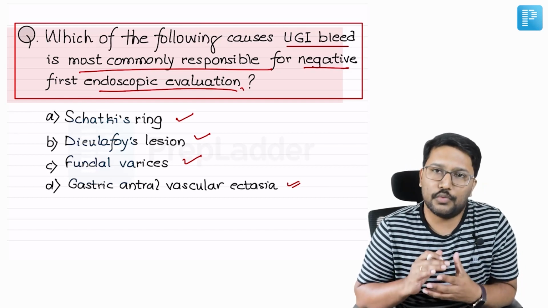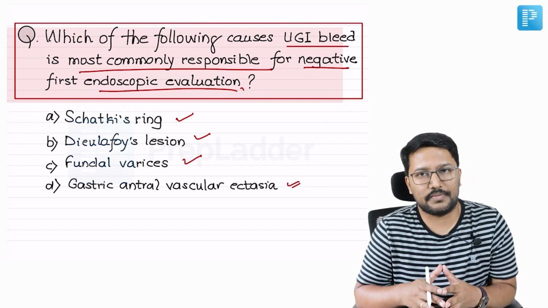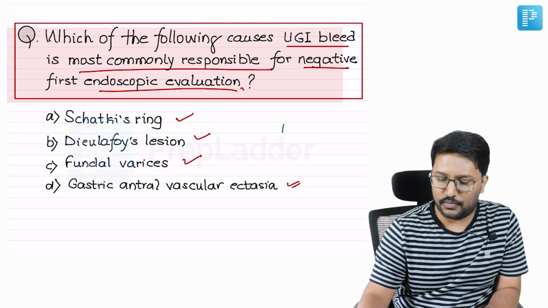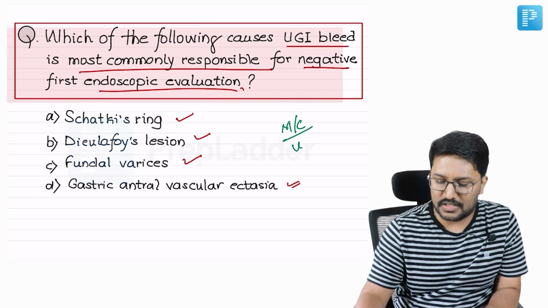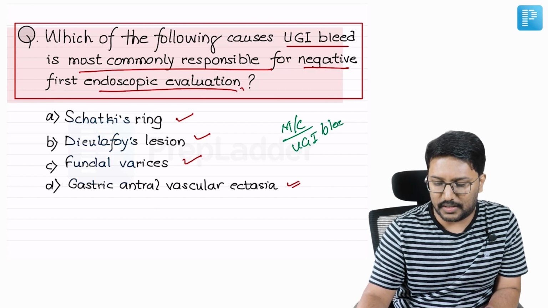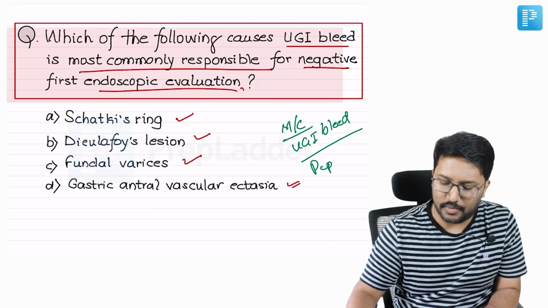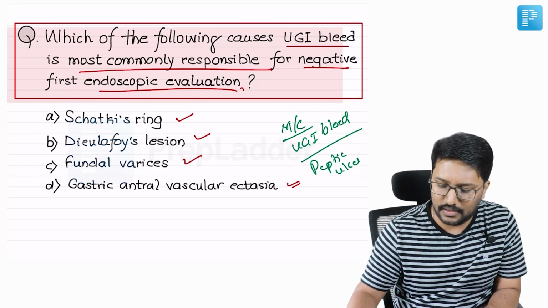Point number one: what is the most common cause for upper GI bleed? It is peptic ulcer, right? So that itself is an MCQ. Most common cause for upper GI bleed is peptic ulcer. Okay, but we know that that's not the only cause, right? There are various other causes.